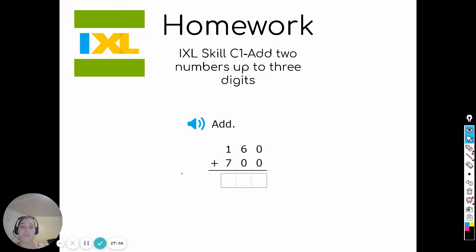So if I were looking at this problem over here, I'd be starting with 0 plus 0, okay, which is 0. So you would type that number in, okay? You might notice that they don't give you a hundreds chart to draw on. So what you might want to do is get out your whiteboard and solve the problem on your whiteboard before you put the answer into IXL, okay?